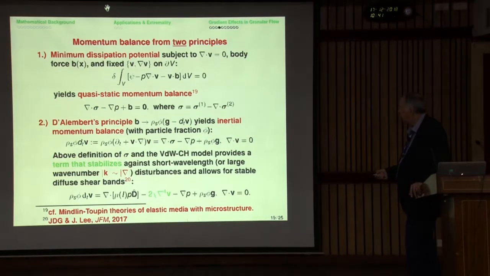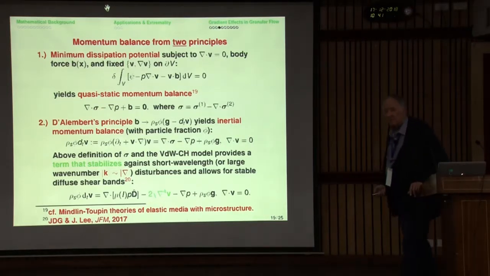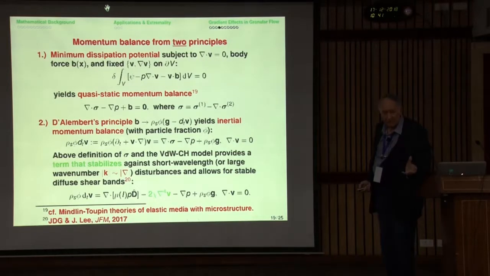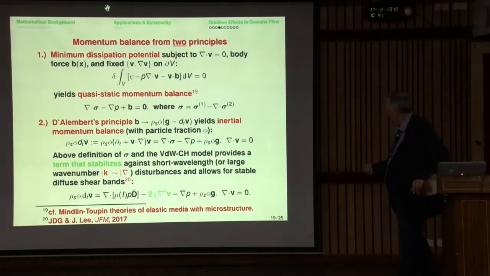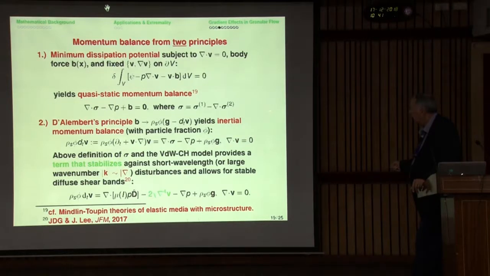So now, in two steps, you get the correct momentum balance, and it involves the divergence of a stress, which, however, is not the Cauchy stress. It's the Cauchy stress plus the divergence of the hyperstress. It comes into the momentum balance in the same way, and you can generalize this to higher order terms. So what does this extra term do for you?